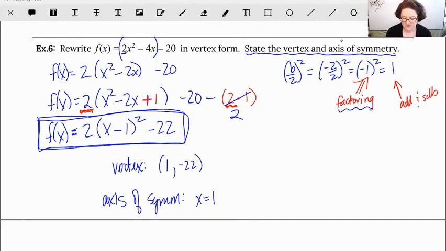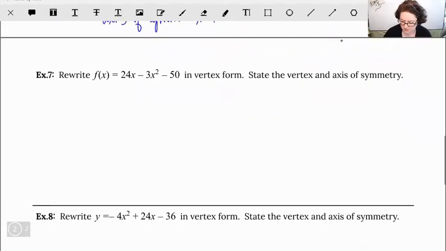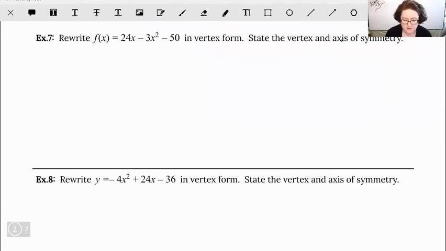All right, let's try another one. And so actually this is, I believe, the last, nope, we have 2 more examples. Okay, now would probably be a good time almost to try out example 7 on your own, but you might notice this one looks a little different from the previous one.